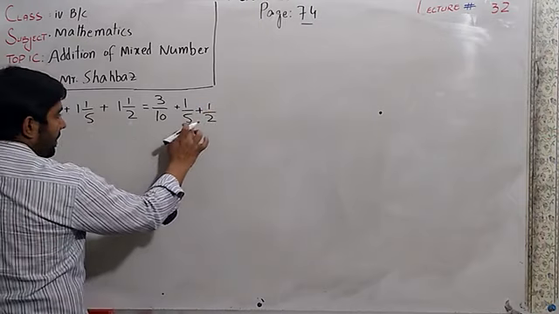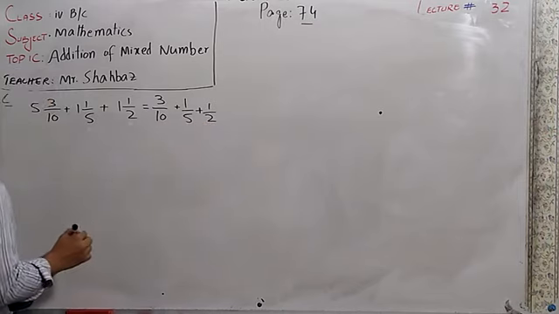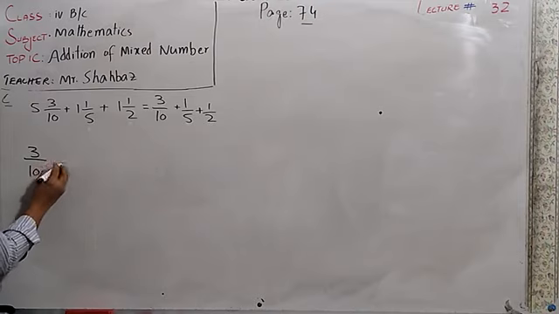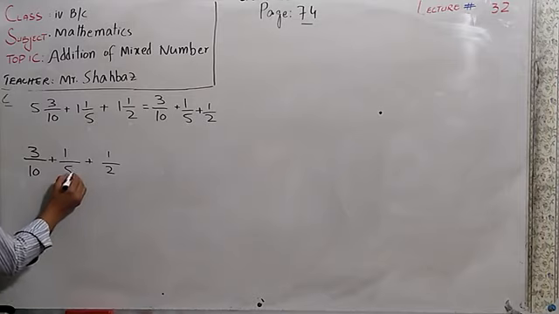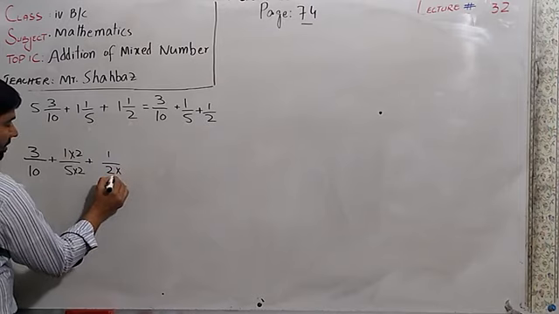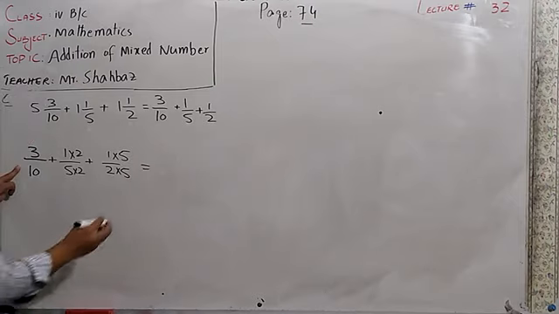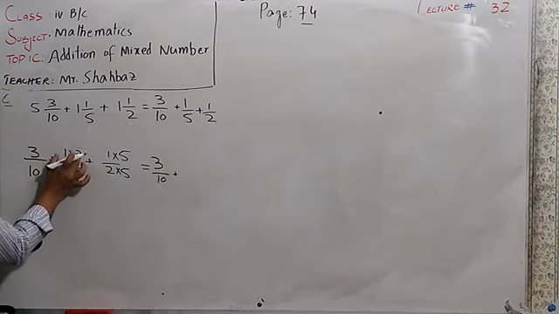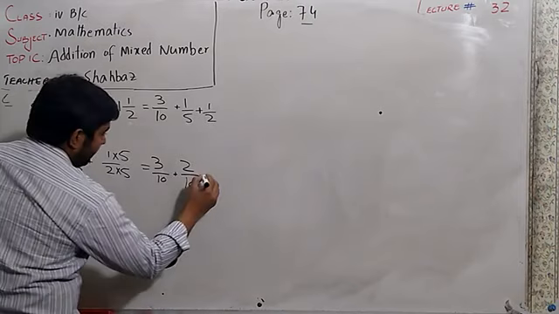Here remember, this is 10, this is 5, this is 2. So 5 2s are 10, 2 5s are 10. We'll make the denominator 10. How? See here, 3 over 10 plus 1 over 5 plus 1 over 2. We want to make this 10. 5 multiplied by 2 will be 10, and also 2 here. We want to make this 10. 2 multiplied by 5 will be 10, and this also 5. Now 3 over 10 plus 2 over 10 plus 5 over 10.